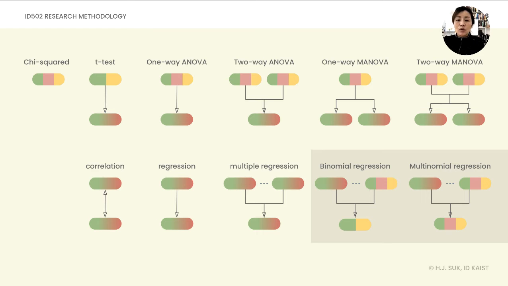So binomial logistic regression analysis is for decision making of either-or, so men and women, or red wine, white wine, or this kind of question. And multinomial logistic regression analysis is for the decision making if there are more than two categories.